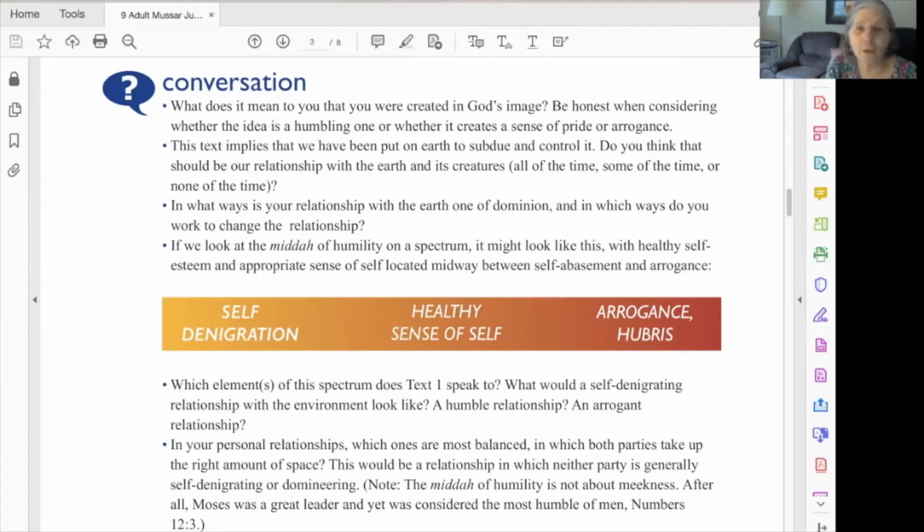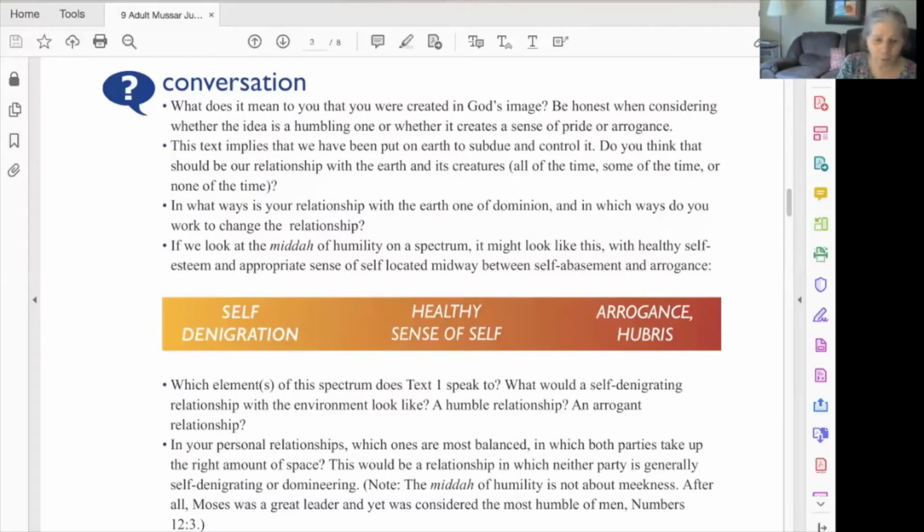In what ways is your relationship with the earth one of dominion? And in which ways do you work to change the relationship? This is a beautiful discussion, particularly in these times of global warming and all of the trauma to the planet that we're experiencing. Earthquakes, tsunamis, hurricanes, tornadoes, wildfires. All of these things are part of this discussion. And people will bring them up, and I think then after the small group exchange, it might be nice to regroup as a large group and process what people have come up with.